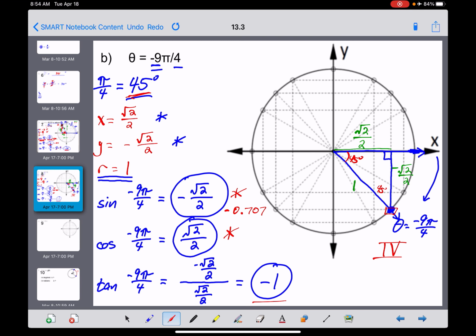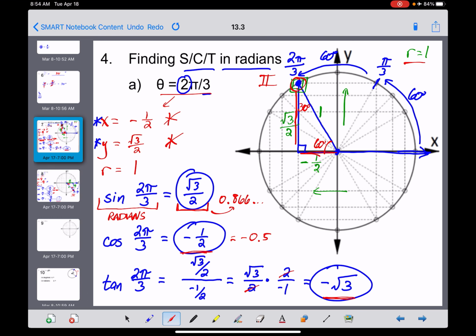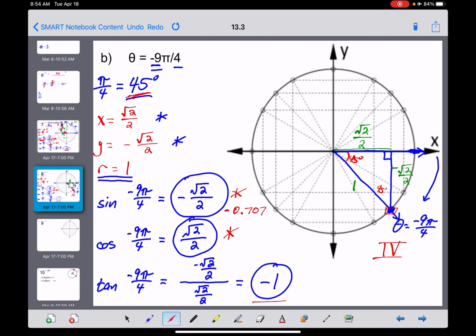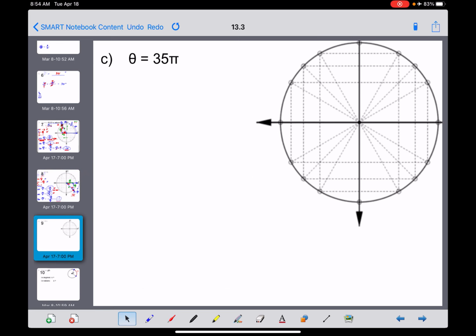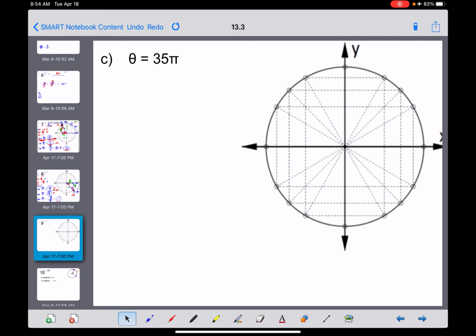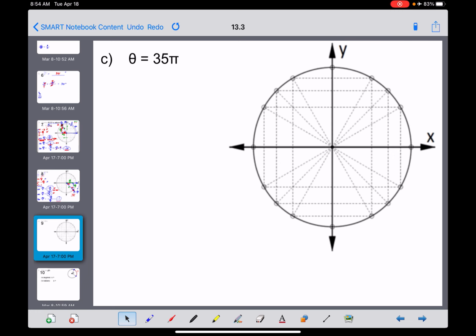Okay, so those are two angles. In the first example we did here, 2 pi over 3, we got a 30, 60, 90 triangle. In the second example we did, negative 9 pi over 4, we got a 45, 45, 90 triangle. And the only other thing I'm going to do with you, because we haven't done it yet, is an example like this where you're not going to get either a 30, 60, 90 or a 45, 45, 90. What else could it be? Let's play with this guy right here.